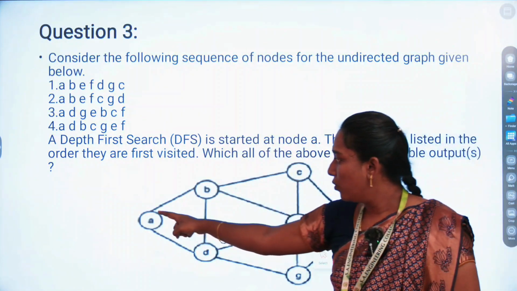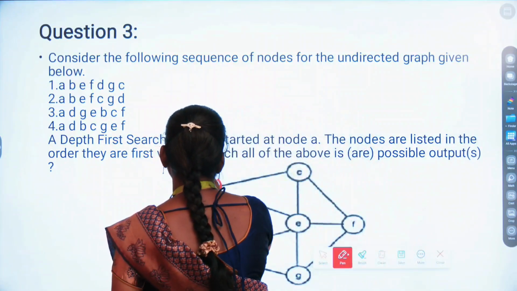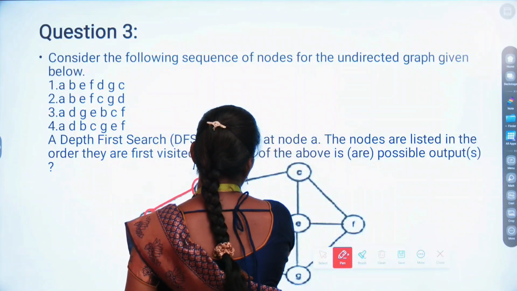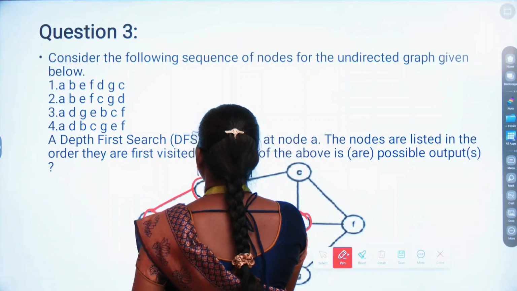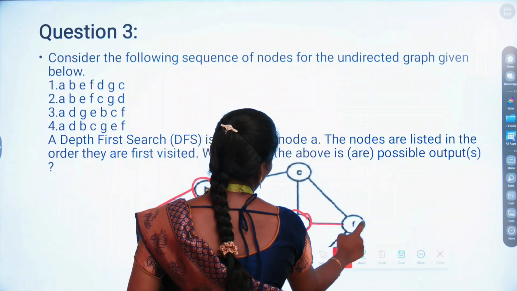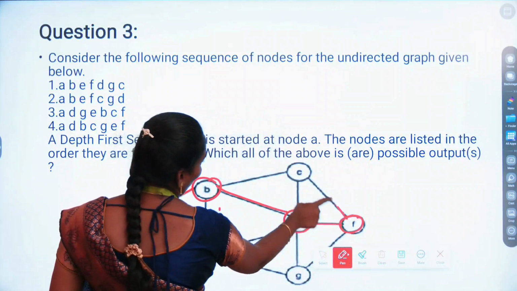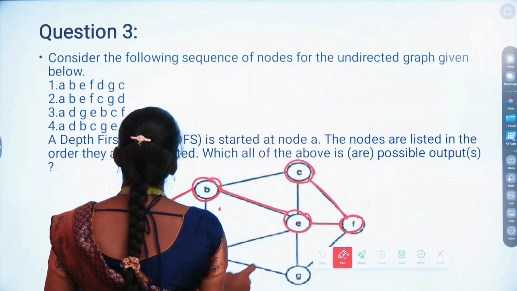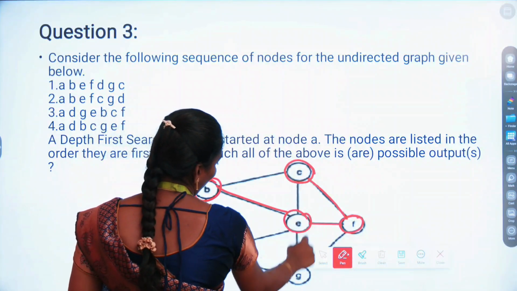So from A, it reaches the node B. From B, it reaches the node E. And from E, it reaches the node F. Then from F, it reaches the node C. Then from C, it reaches the node G.